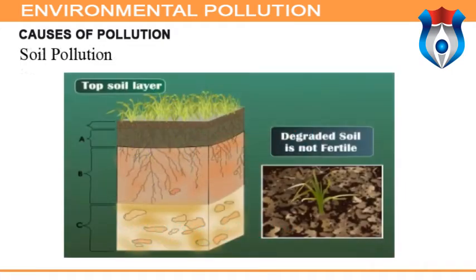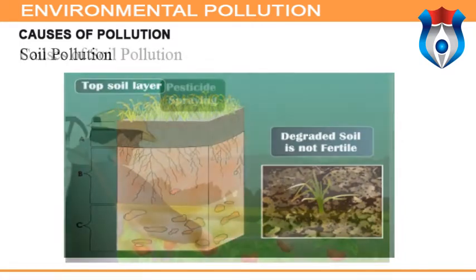Soil pollution. Soil pollution involves the contamination of soil by the release of harmful substances into the soil. Unlike air pollution, which has a direct effect on human lives, soil pollution causes indirect damage to humans and other animals.